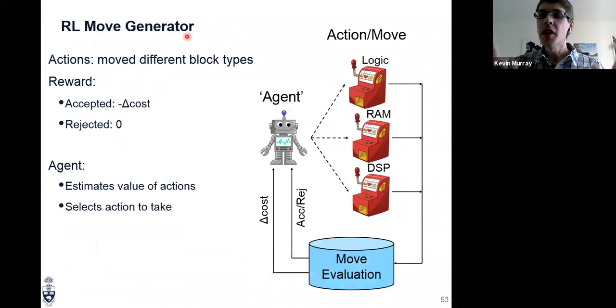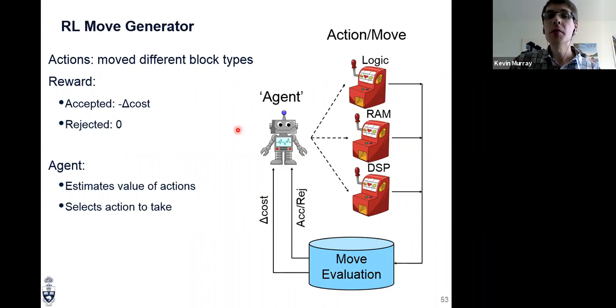And so here's an overview of what we actually built. We have our reinforcement learning agent, and that agent gets to choose different types of moves to make. In this case, we're using simple moves that will swap a logic block, a RAM block, or a DSP block. So the agent picks what type of move to make, and then the existing tool infrastructure will evaluate that move and tell the agent what was the change in cost and whether that move was accepted or rejected. The agent will take in this information, and from that it will formulate a reward.